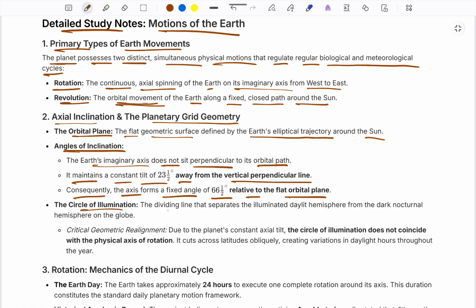The circle of illumination: the dividing line that separates the illuminated daylit hemisphere from the dark nocturnal hemisphere on the globe is called the circle of illumination. Critical geometric realignment: due to the planet's constant axial tilt, the circle of illumination does not coincide with the physical axis of rotation. It cuts across latitudes obliquely, creating variations in daylight hours throughout the year.